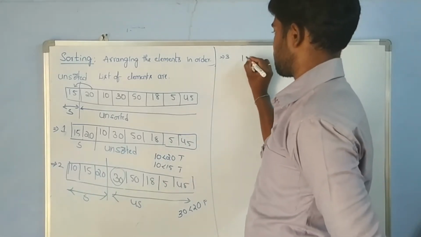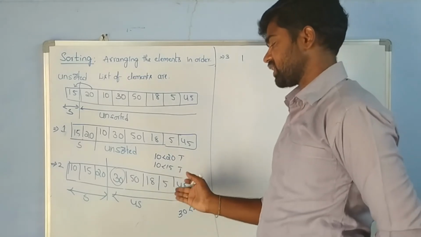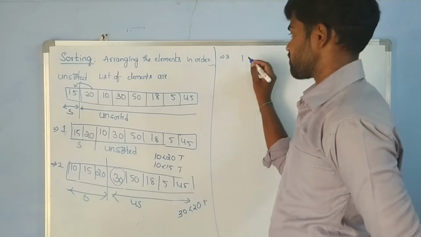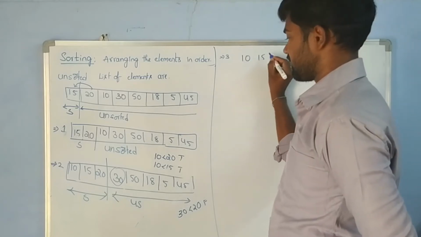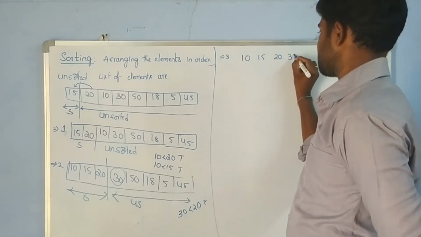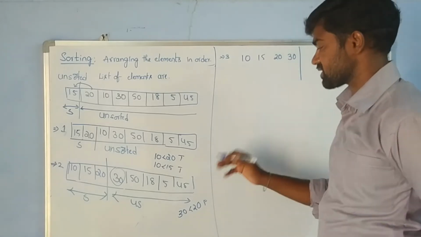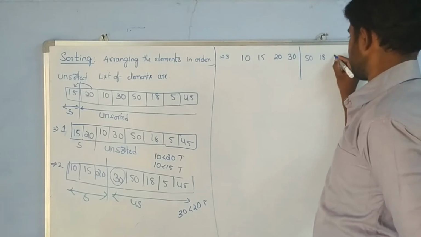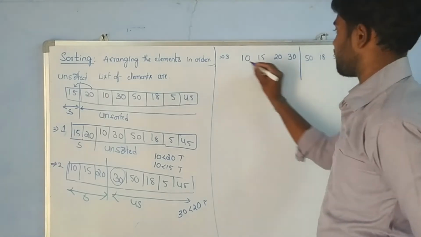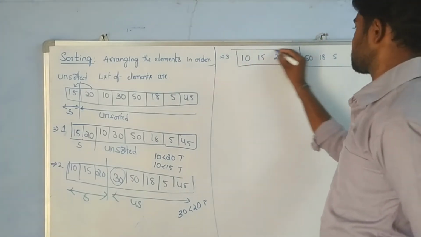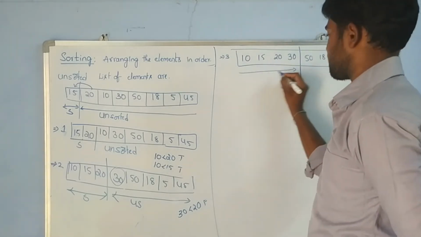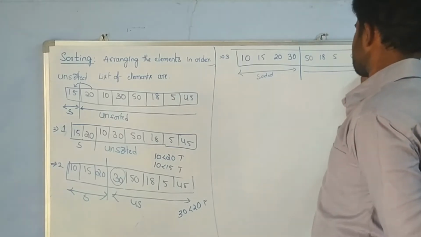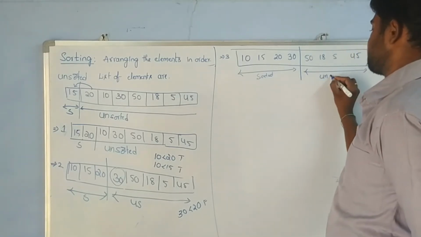So now, after moving the element from the unsorted portion to the sorted portion, the list of elements in the sorted portion is 10, 15, 20 and 30. So the remaining elements are in the unsorted portion. Now 15, 18 and 5 and 45 are in the unsorted portion. So now let us assume that this portion is called the sorted portion. Now this portion is called the unsorted portion.